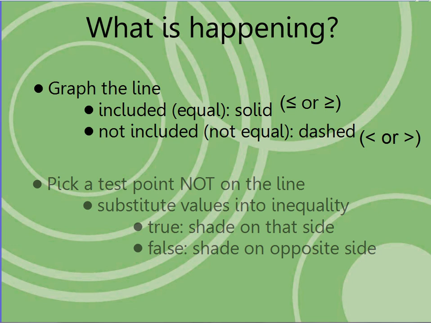After you graph the line itself, you pick one test point, not on the line, substitute the x value and y value from that point into your inequality, and see if it makes your inequality true or false. If it's true, that's the side of the line you want to shade. If it's false, we're going to shade on the opposite side.